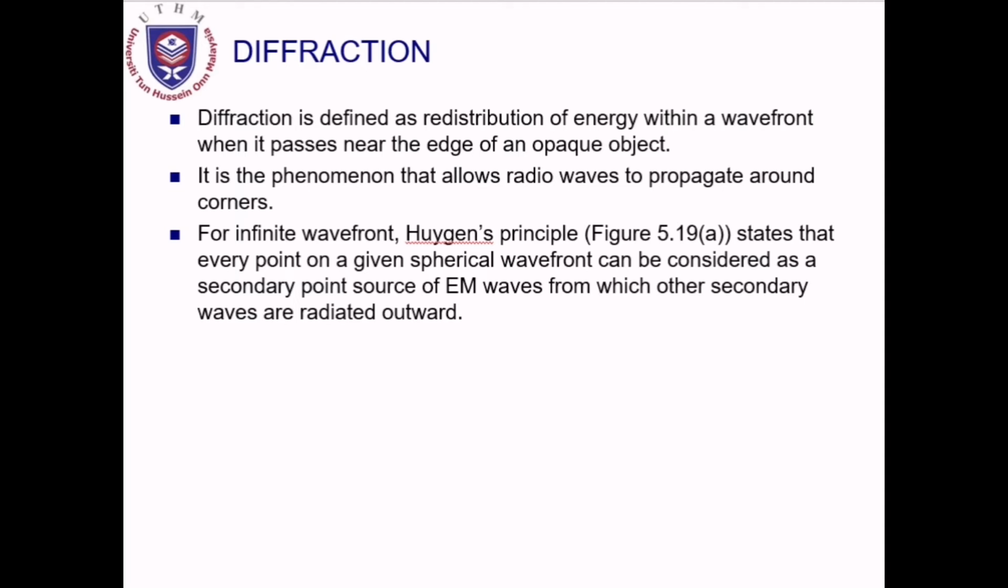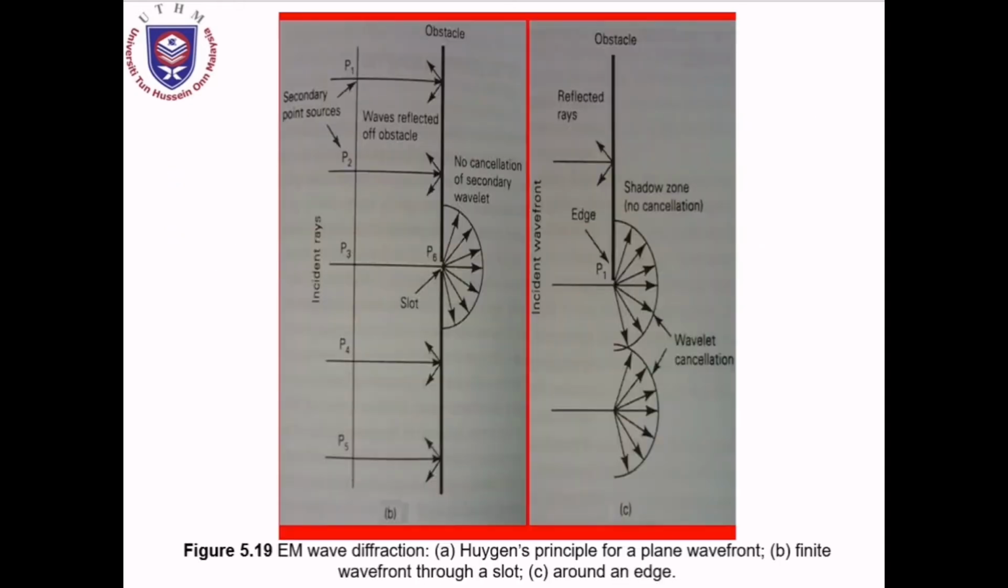Diffraction is defined as the redistribution of energy within a wavefront when it passes near the edge of an opaque object. It is the phenomenon that allows radio waves to propagate around corners. For an infinite wavefront, Huygens' principle, which I'm going to show you in the next slide, states that every point on a given spherical wavefront can be considered as a secondary point source of EM wave from which other secondary waves are radiated outward.